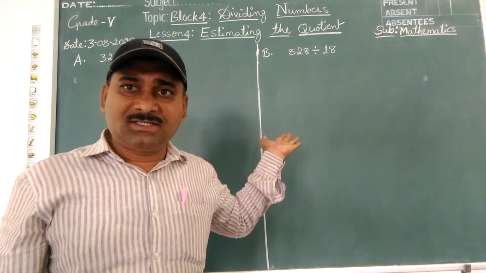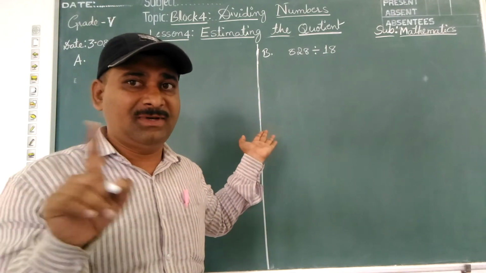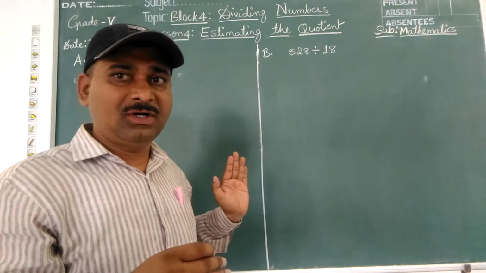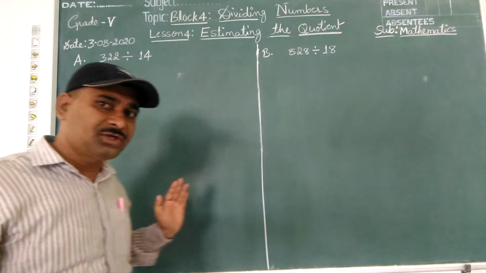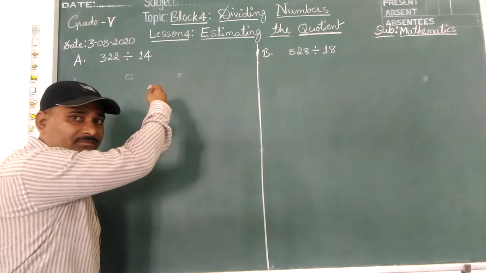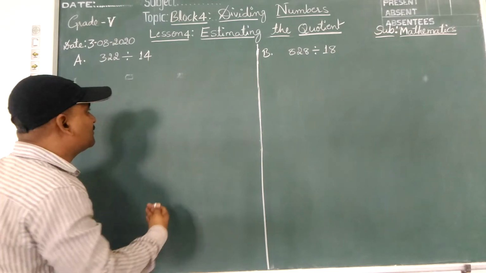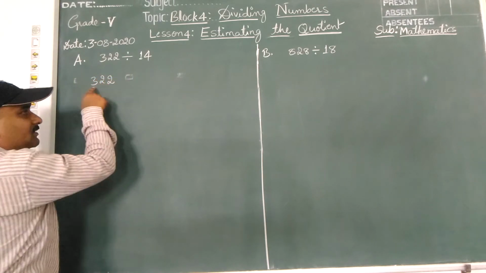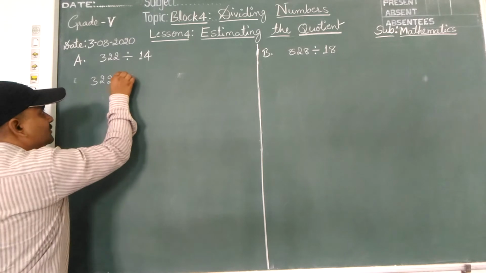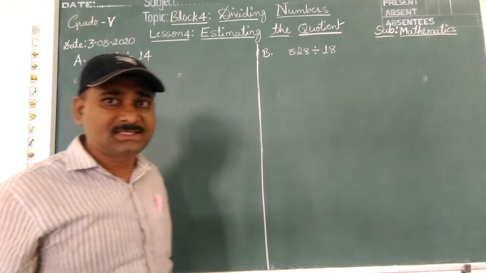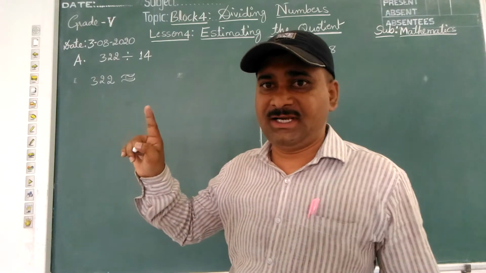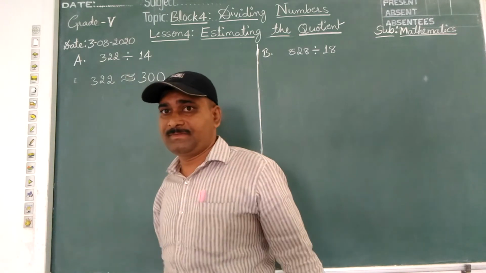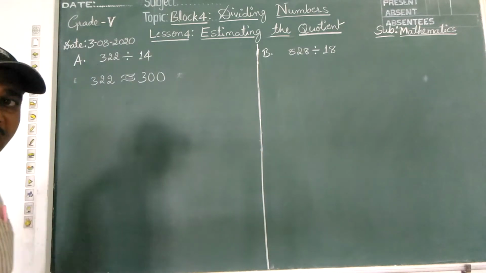In estimating the product, we did not start multiplying directly. Before that, we rounded off and wrote nearly equal to that number. So here also, we should not start division directly. First, we should round off. 322, we should round off to the 100s place. 322 rounded off is 300.